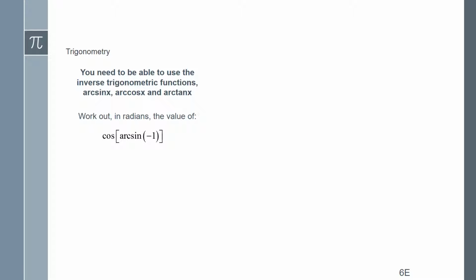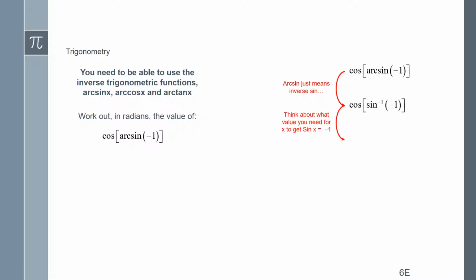Work out in radians the value of cos arcsine minus 1. Cos of arcsine minus 1. Well, arcsine just means inverse sine, so it's the cos of the inverse sine of minus 1. Think about what value you need for x to get sine x equals minus 1. If we draw a little sketch of the sine graph, we can see that to get sine x as minus 1, that means that x must be minus pi over 2.